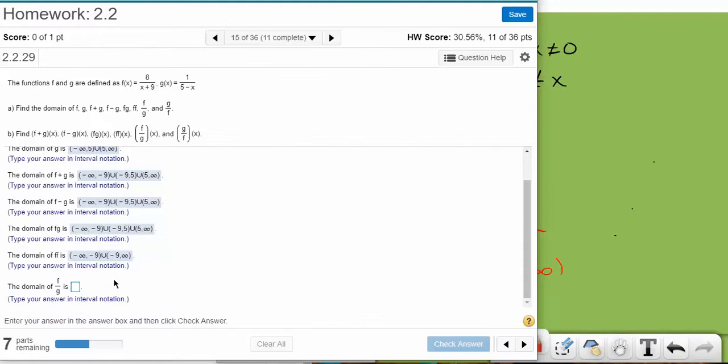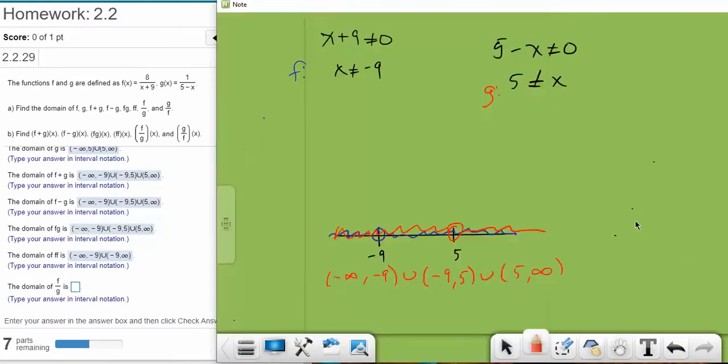Okay, and then f divided by g, you do the intersection, and you further throw out anything that would make g equal to 0. Well, g of x is 1 over 5 minus x, and since that is going to be on the bottom, you want that whole thing to not be 0. So you cross multiply, so you get 1 cannot equal 5 minus x times 0, and that is 0. So that has no solution. So this will never equal 0.